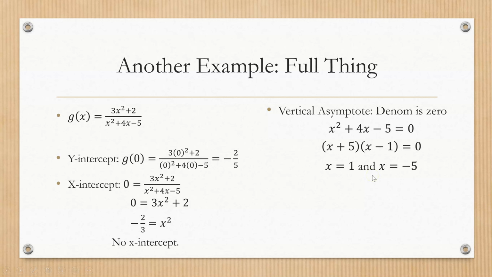Okay, so now we found both the y-intercept and there is no x-intercept, right? So we've done both intercepts. We've also talked about where the vertical asymptotes are. We need to take a pause for a second to check to make sure there's not any removable discontinuities.